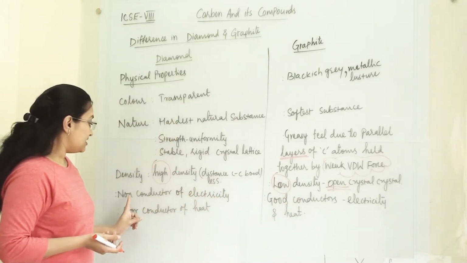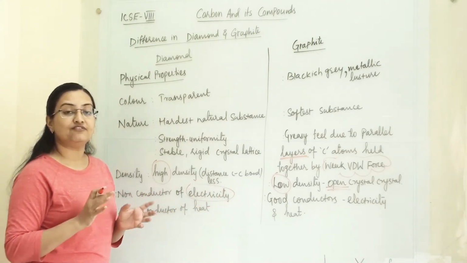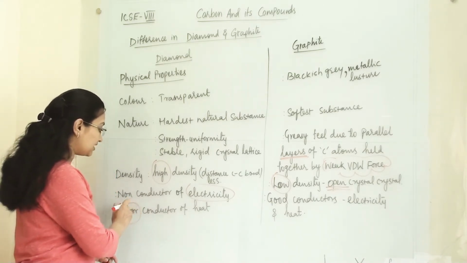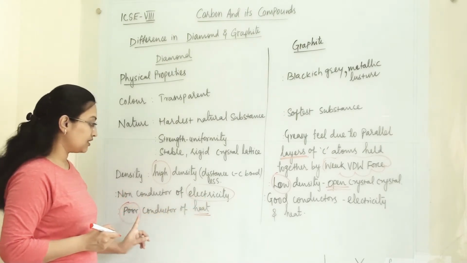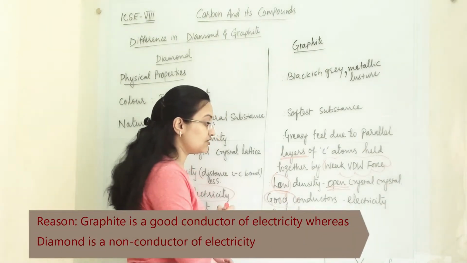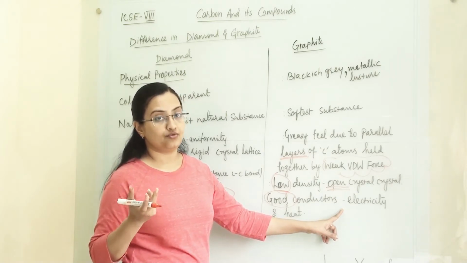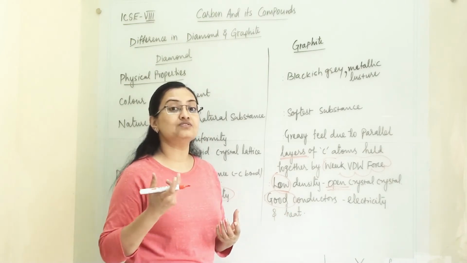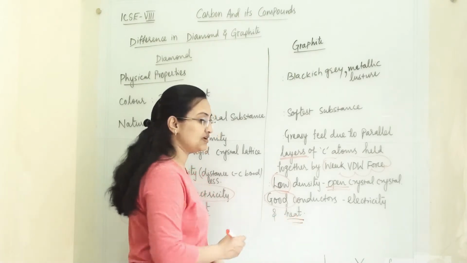Then diamond is a non-conductor of electricity because it doesn't have any free ions which can pass electricity, and it is a poor conductor of heat. Whereas graphite is a very good conductor of electricity. We can use graphite as an electrode in the electrolysis process because graphite gives free ions. So it is a good conductor of electricity as well as heat.